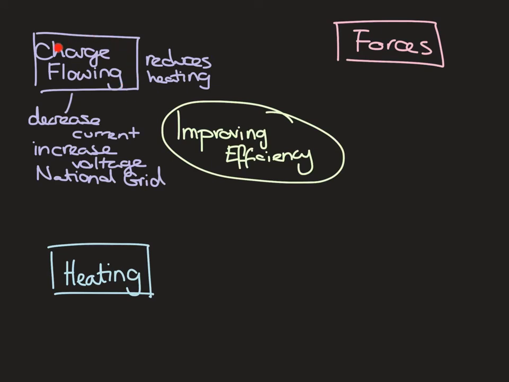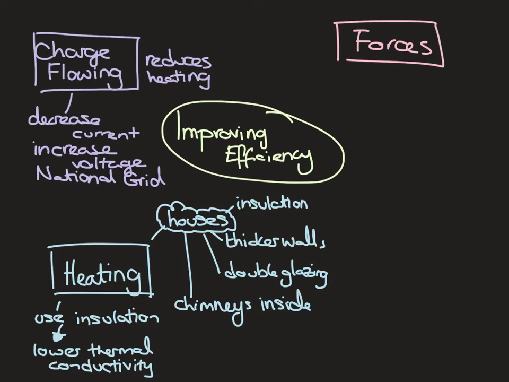So if we start by looking at how we can improve the efficiency of a charge flowing in a circuit, what we're trying to do is to reduce the heating in the wires as the charge flows around the circuit. And if you've done your electricity topic, you'll remember that in the national grid, what do we do to improve the efficiency of the energy transfer? We decrease the current and increase the voltage using those transformers. So if you wanted to increase the efficiency of a charge flowing around a circuit and transferring energy, decrease the current, because that will reduce energy wasted via heating.